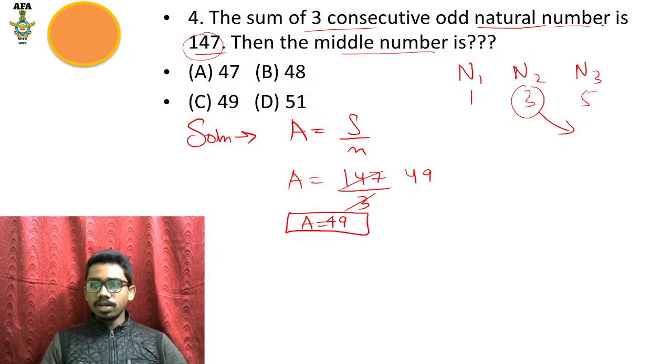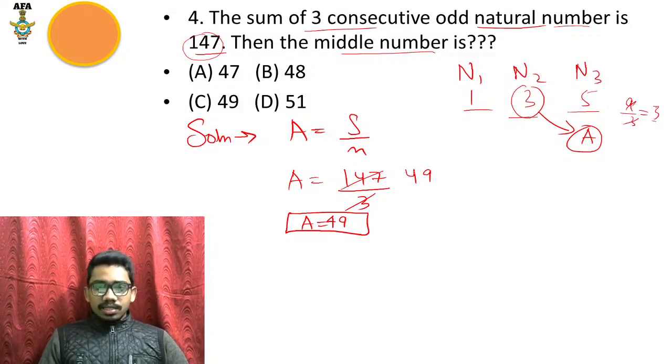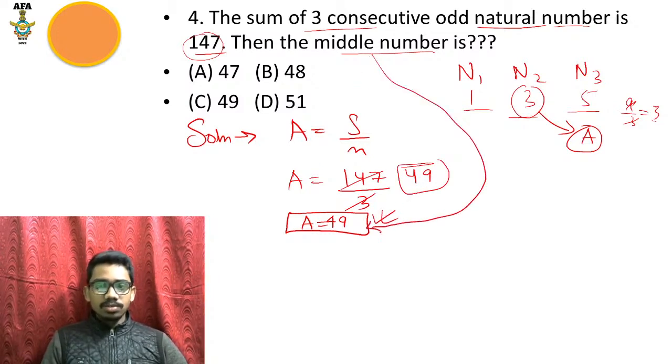In case of an odd number of terms, the middle term will be the average. In the numbers 1, 3 and 5, what is the average? The middle term. Or if you add all of these, you will get the average: 1 plus 3 plus 5 is 9, and 9 by 3 is 3. See, the average is the middle term only. So the middle term will be the average of these numbers. So the correct answer is answer option C.